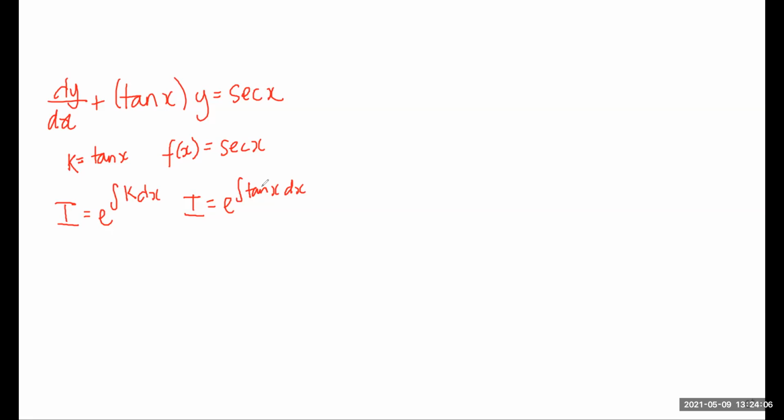How do we integrate tan x? Is it cos? No. So rewrite tan x as sin x over cos x. Would you get negative ln cos x? Yes, negative ln cos x, which is just ln sec x.